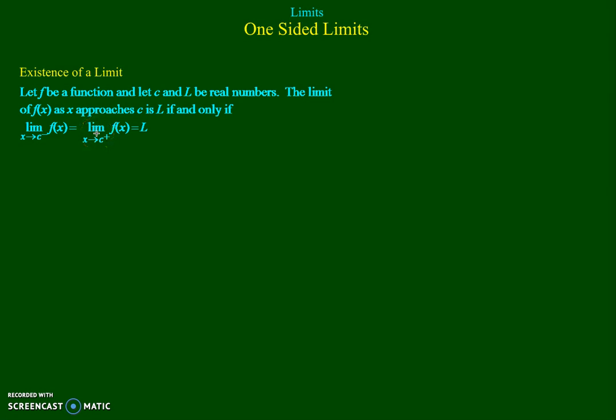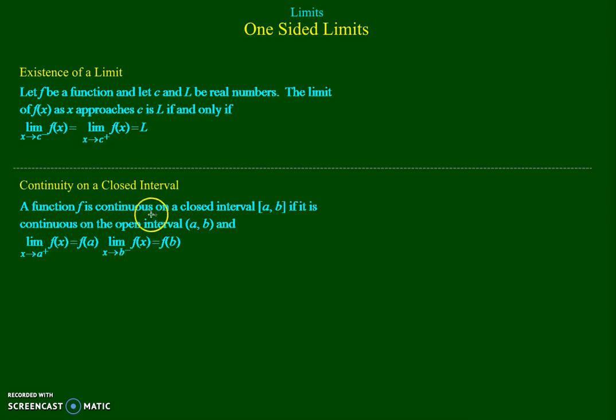Now we're going to extend this idea to continuity on a closed interval. Now continuity on a closed interval says a function is continuous on a closed interval AB if it's continuous on the open interval and if the limit at the left endpoint from the right is f of the left endpoint and the limit at the right endpoint from the left is equal to f of the right endpoint. Lots of lefts and rights, and it can be confusing. So let's bring up an example just to show you what this is talking about.